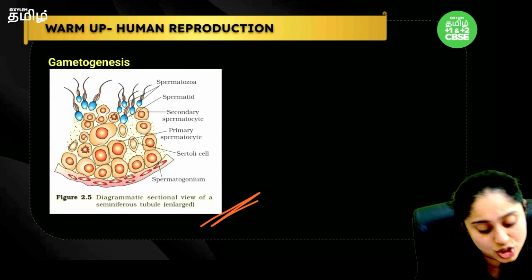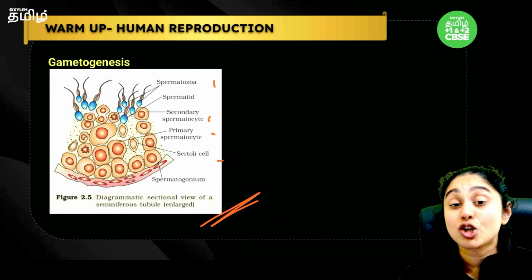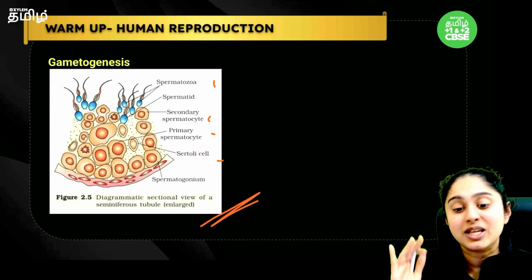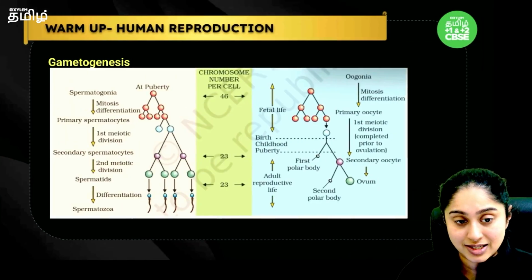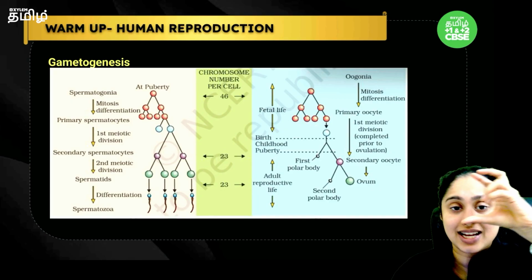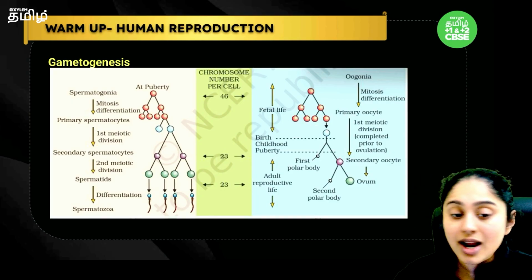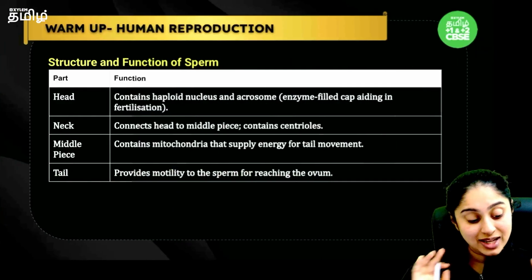Now this is the process of gametogenesis. So the seminiferous tubules diagram you can remember, and you can show all the different stages of spermatogenesis over here. So please refer to your textbook and practice this diagram. This is also extremely important, as it will show you which cells are haploid, which cells are diploid, and at what stage all of these are happening. So this is very, very important.